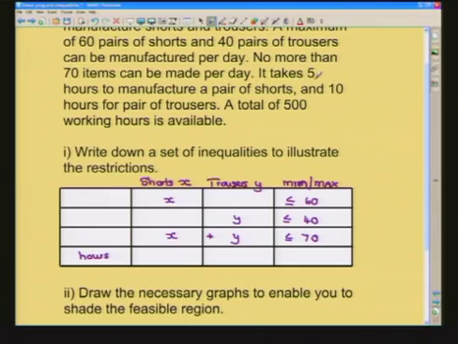Now it says it takes 5 hours to manufacture a pair of shorts and 10 hours for a pair of trousers. A total of 500 working hours is available. Total means you can't have more than that, so it's less than or equal to, and all I do is I put the X and the Y in here, and there we go. I've now got my set of equations. However, those are my explicit equations. They are coming from the information we are given.